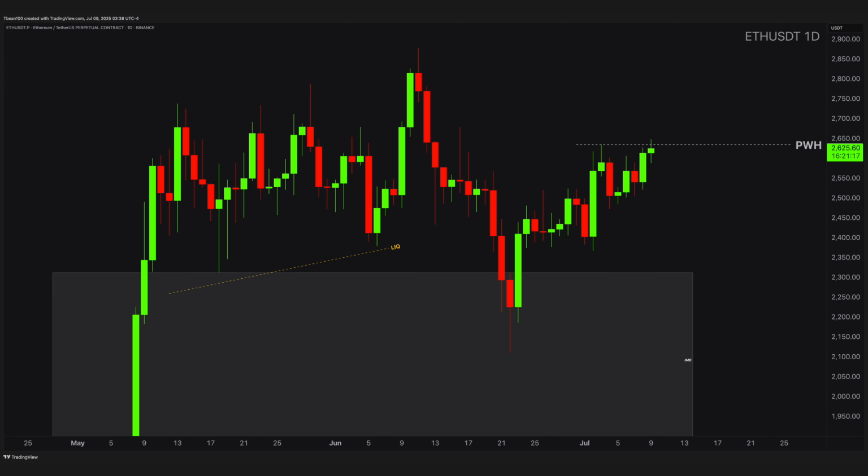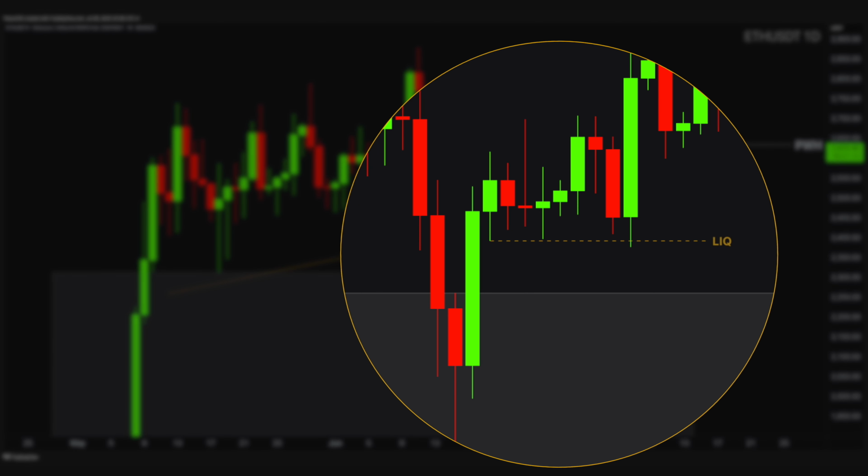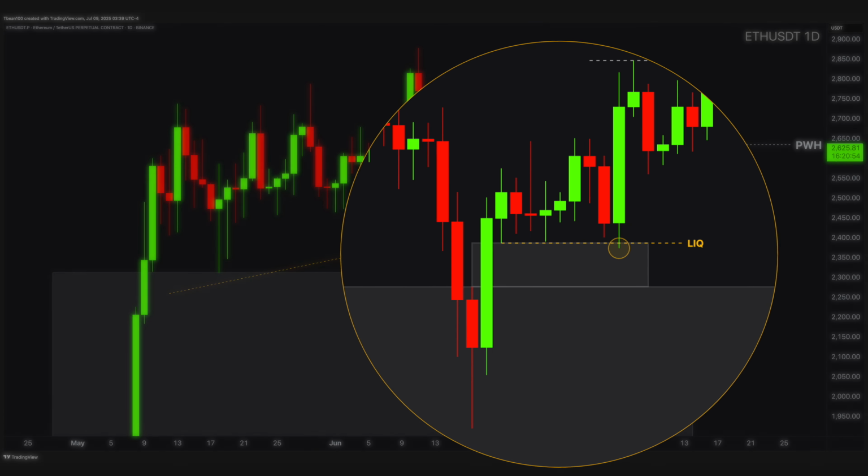Now I've dropped down to the daily chart. Here is how the daily action started after price swept the weekly liquidity and imbalance area. Notice what happens here. Price swept these equal lows right above the imbalance area as well. This is a fractal action.